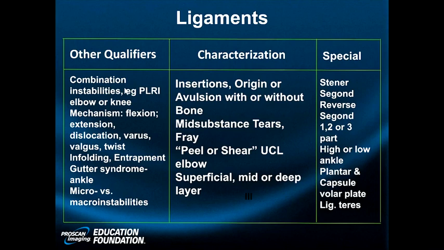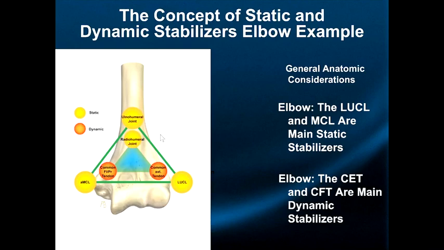Other qualifiers. Certain ligamentous injuries in concert give you various types of instability, like AMRI, anteromedial rotatory instability, or PLRI, posterolateral rotatory instability. You can figure out what's going to happen by knowing the mechanism, just like we discussed in the Lisfranc ligament. Is it varus or valgus? Or was the foot planted? Or was the foot extended in the air? Is the ligament entrapped or enfolded, as occurs in ankle injuries? And does the patient have pre-existing micro or macro instabilities?